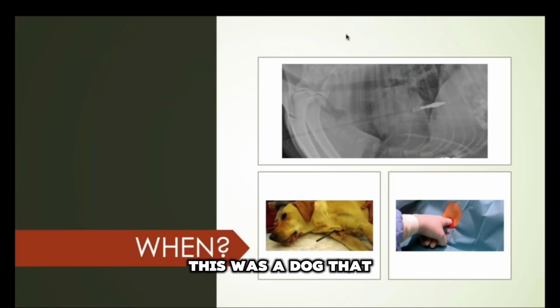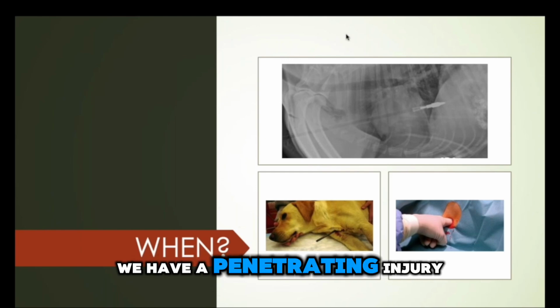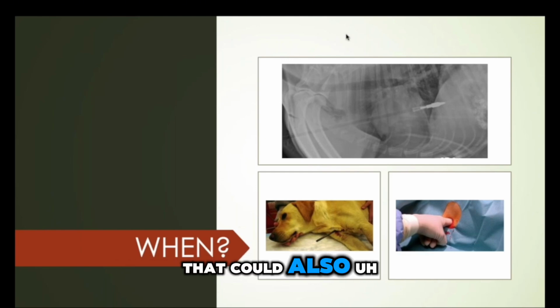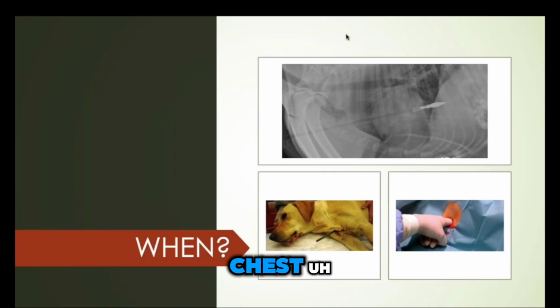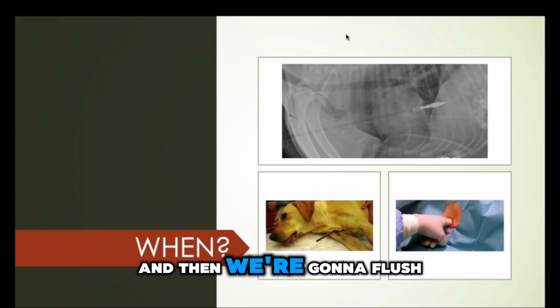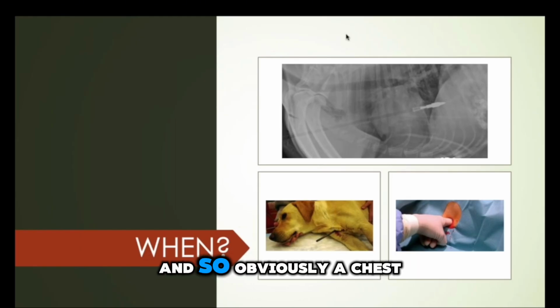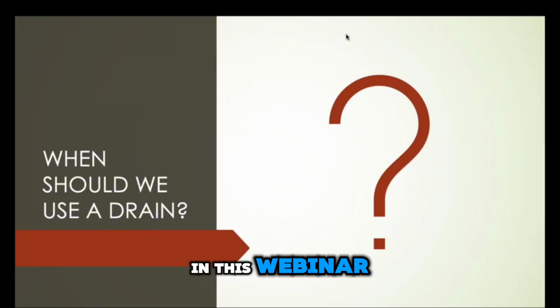This was a dog that had a penetrating thoracic injury. Although the arrow looks like it's right through the middle of the heart, it wasn't, very close. And in this case, we have a penetrating injury that could also contain some foreign material. We're going to open this dog's chest just to remove the arrow alone because we have really no clue where this arrow is or is not. And then we're going to flush the chest out. And so obviously a chest tube is a form of a drain, but we're going to focus more on the external wounds in this webinar.